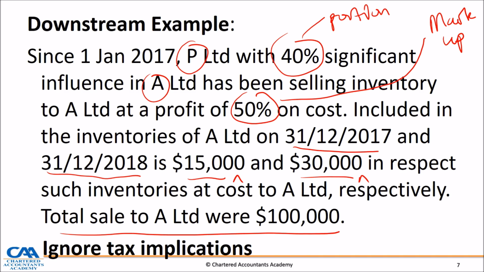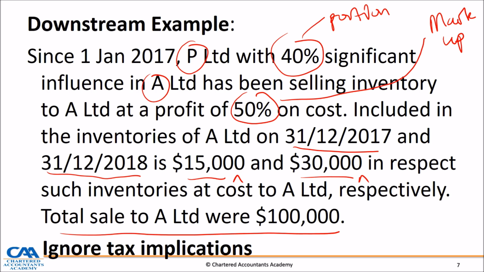So what we know right now is there is a 40% stake in the associate. Then there is inventory which is being sold downstream. So I'm noting downstream here. In 2017, they sold inventory worth 100,000. However, there is a balance at hand of 15,000. And in 2018, they also sold inventory of 100,000. However, there is a balance of 30,000. And for each sale which was done, there was a markup of 50%.